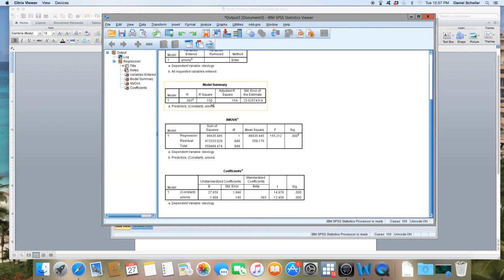But that's a later class. For now, you see the most important numbers to look for in a bivariate regression. You're going to look at the independent variable's effect under the unstandardized coefficients B or beta column. It gives its standard error, but it's real easy to find its significance level. Just look under the SIG column and you see it's 0.000, highly significant. The constant, or the y-intercept, or the alpha, 27.650. And you're going to look at the R-squared value of 0.155.